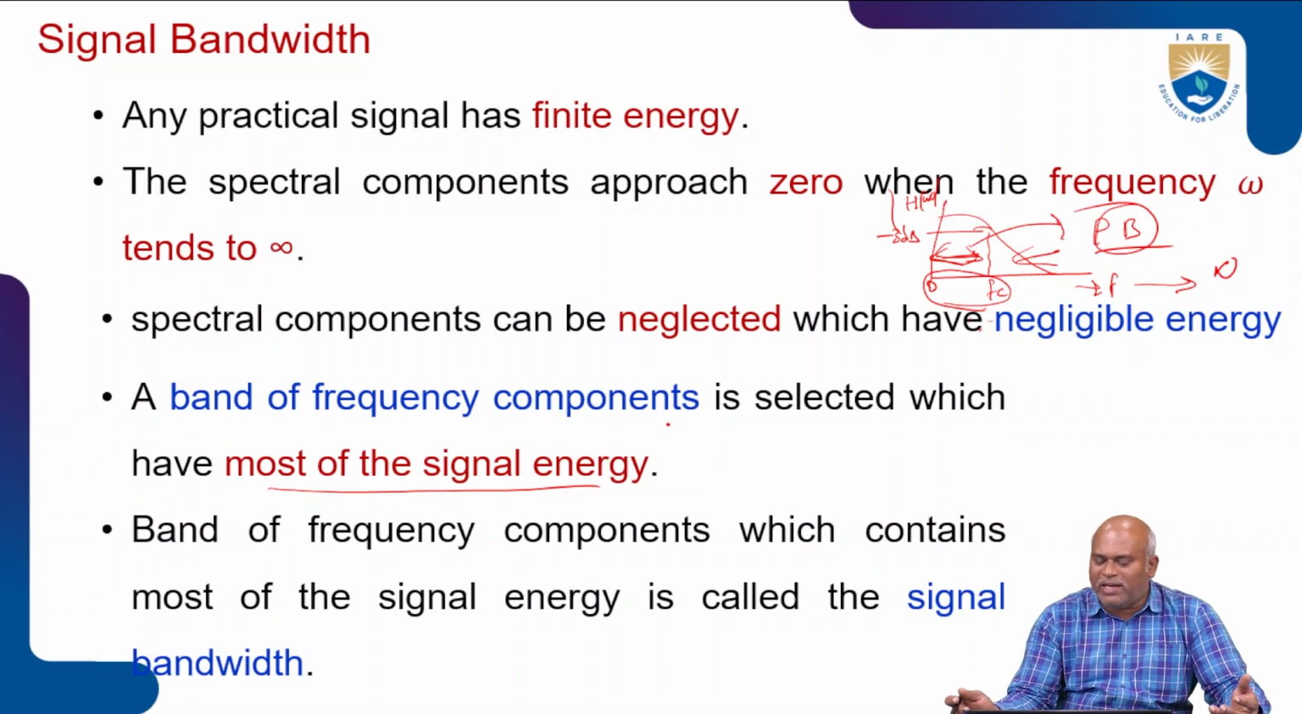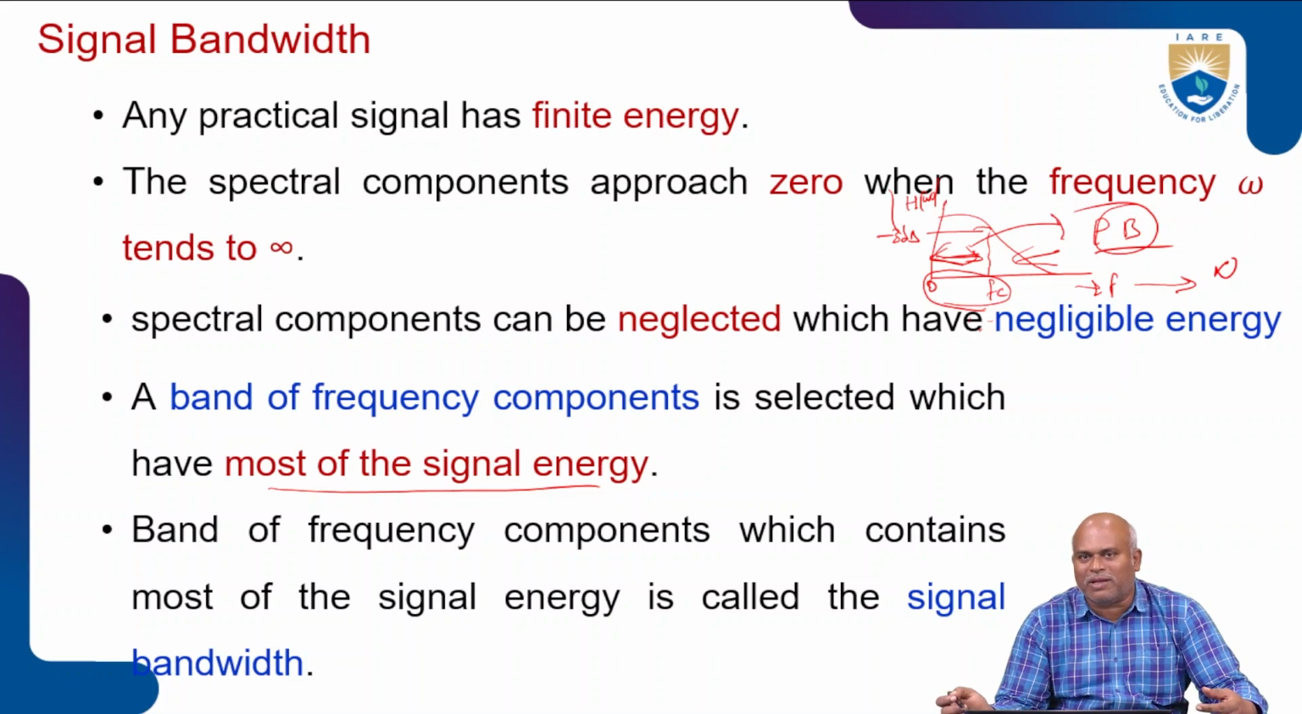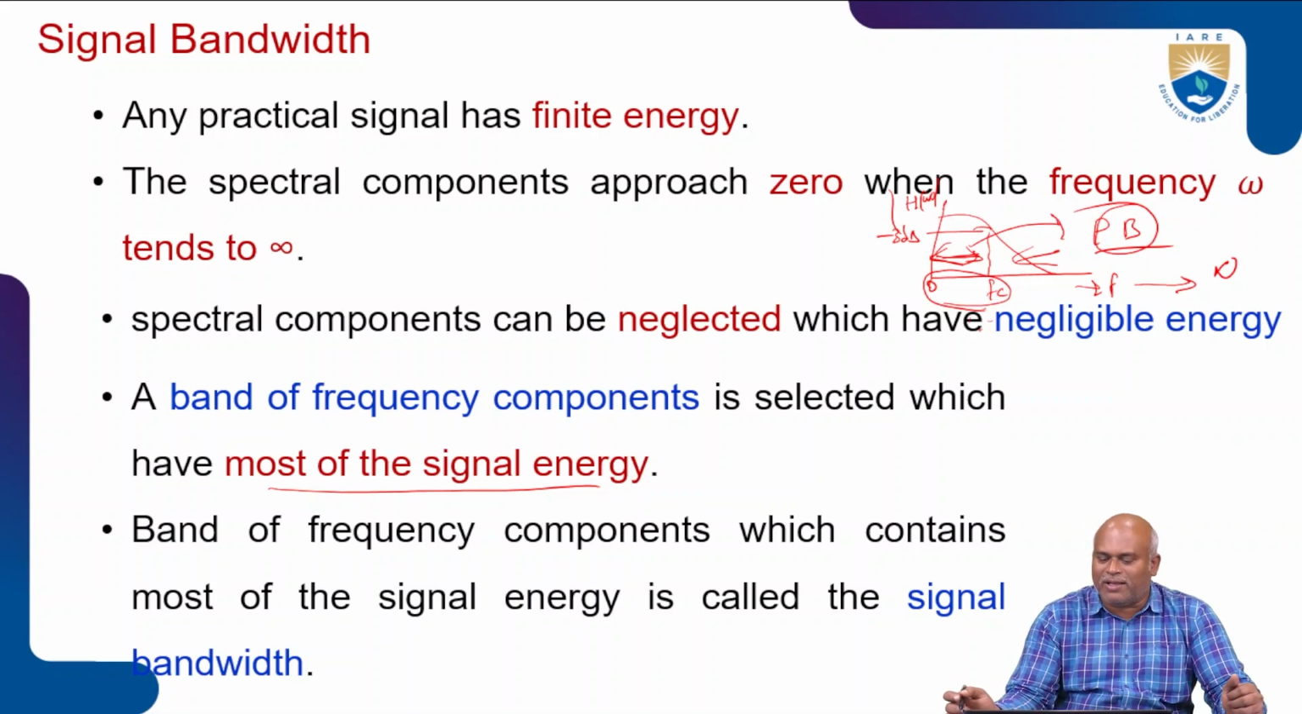Now how do we represent signal bandwidth? It is the band of frequency components which consists of most of the signal energy. Take the voice signal: most of the energy is present in 0 to 320 Hz only. That band we call the signal bandwidth. So this is the way we represent signal bandwidth.